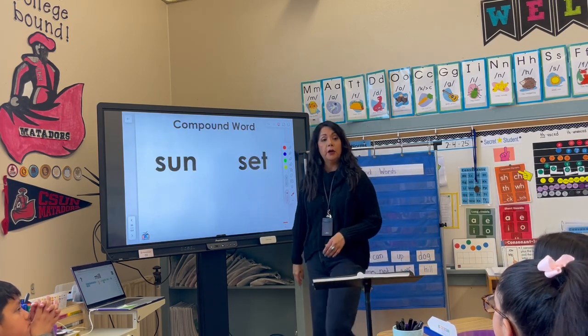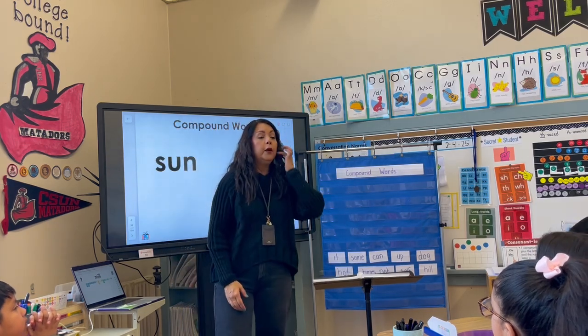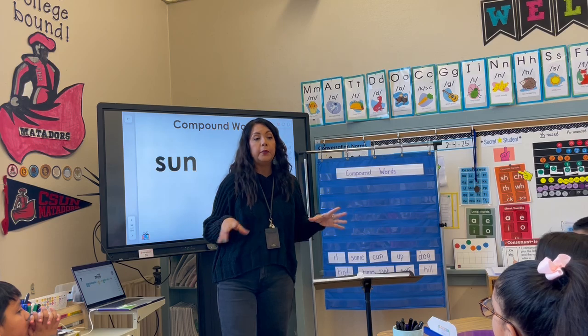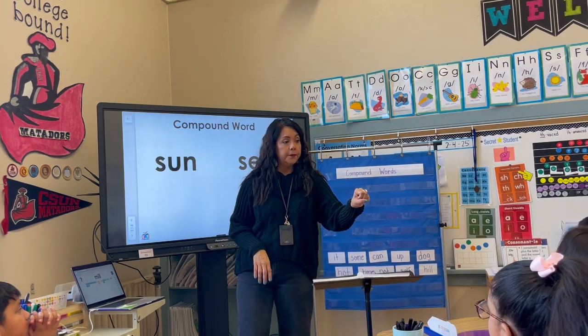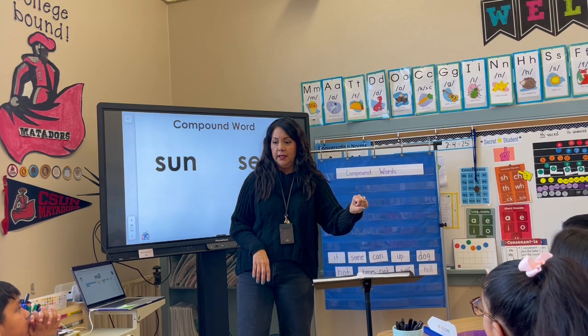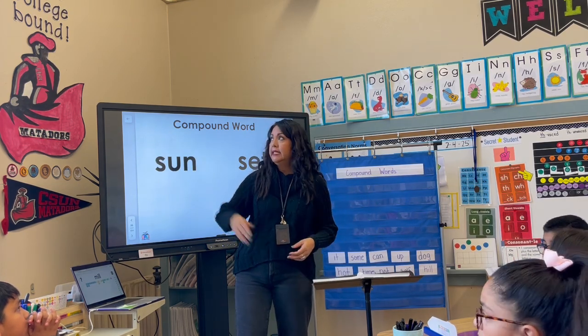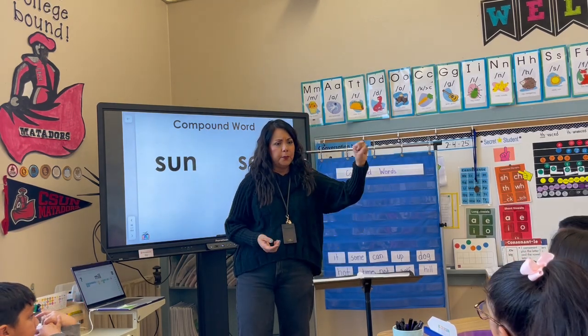Now we're going to talk about compound words. Let me tell you what a compound word is. A compound word is when you take two words that can stand all alone by themselves. Like for instance, sun. Can sun be a word all by itself? Yes, good. You ever use the word sun in a sentence? I see the sun in the sky. That can stand by itself. That's a word by itself.